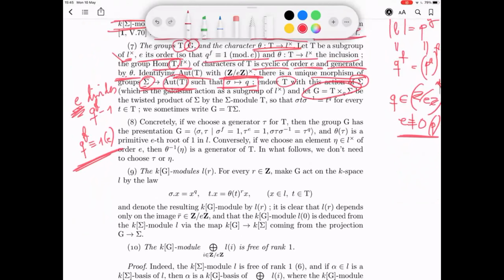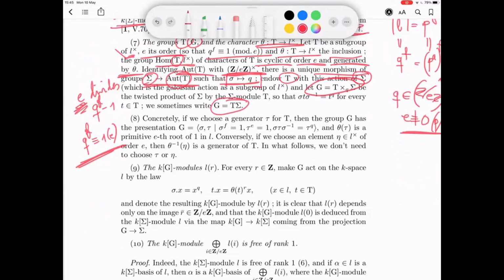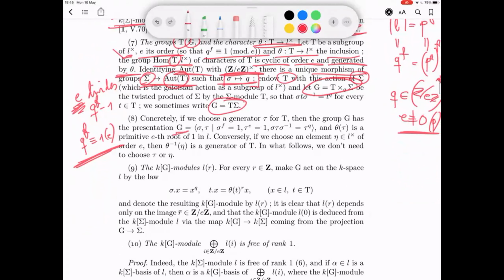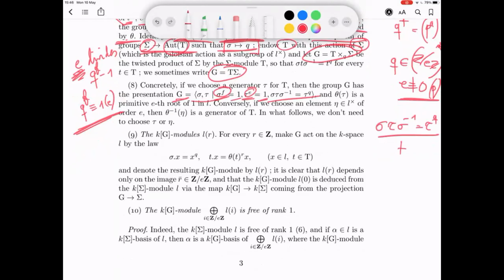So I have this semi-direct product, and I also know its structure. It's generated by two elements, sigma and tau. Sigma to the power f is 1, tau to the power e is 1, and sigma tau sigma inverse, the conjugation action of sigma on tau, raises tau to the power q. And this is exactly what happens for tame Galois groups of p-adic fields. This is when we discussed tame ramification. We must have seen this kind of thing.